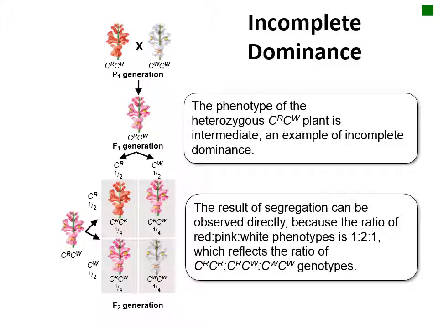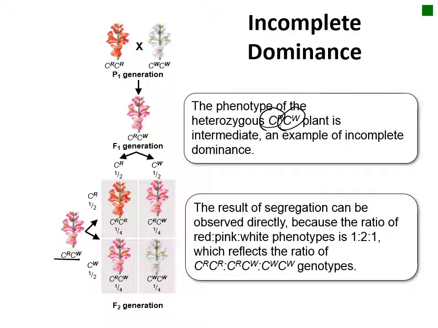Notice that the alleles are no longer marked with uppercase and lowercase letters, because neither is dominant to the other. Instead, we use superscripts to denote which allele is which. So the C^R designation is the red allele, while the C^W designation is the color gene with the white allele.